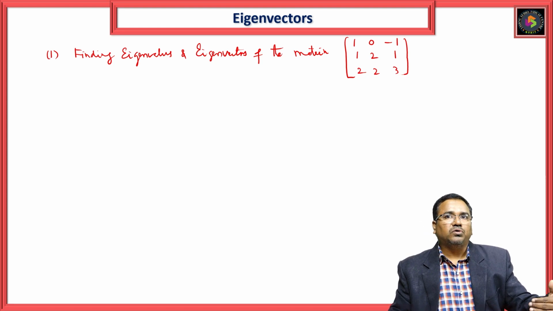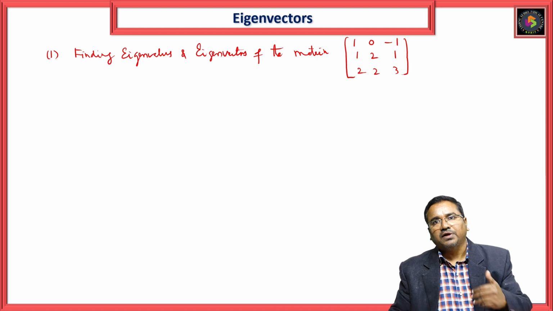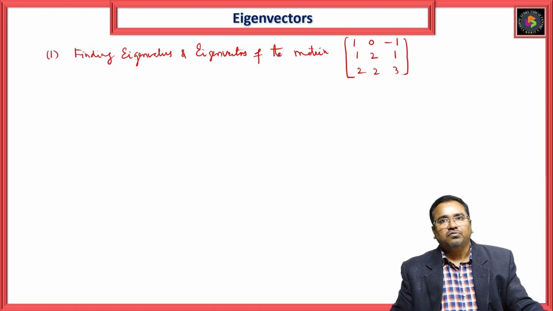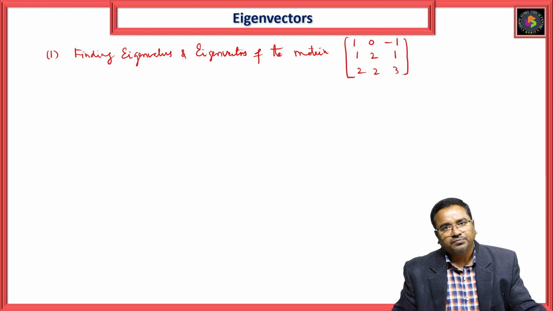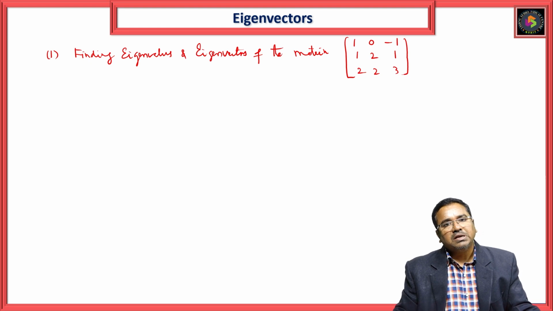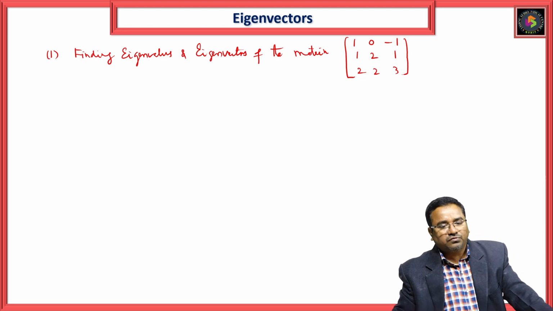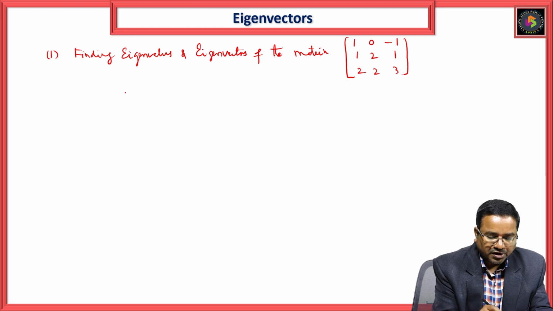So what do we have to do? Step 1: write the characteristic equation of the given matrix. Step 2: solve it and we'll get the roots, which are the eigenvalues. Step 3: for each eigenvalue consider (A minus lambda I) x is equal to 0. So we will first start with step 1, to write the characteristic equation.